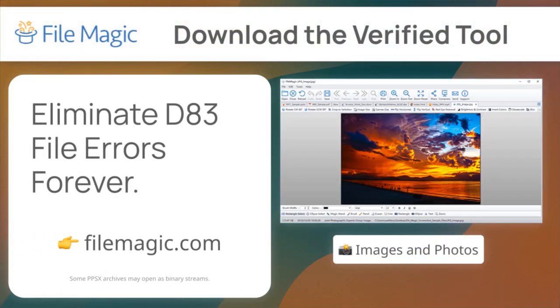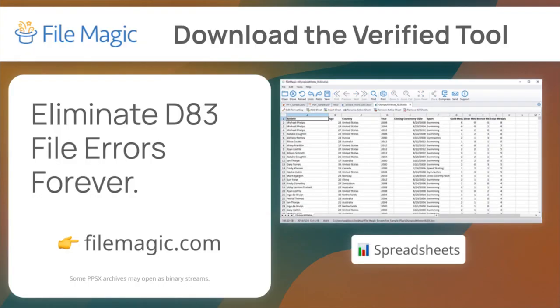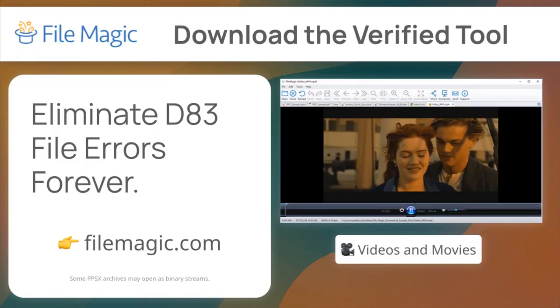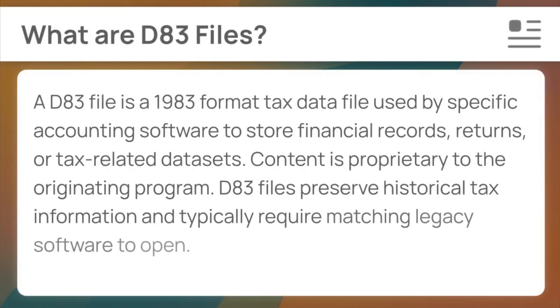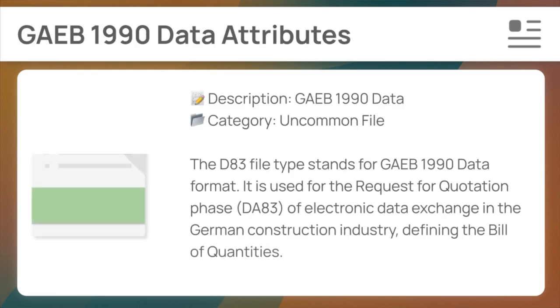This involves the correct application of a single premium D8.3 file inspection utility designed for broad spectrum file support. Any validation software will identify the D8.3 file under the General Uncommon File grouping. The data segments are defined according to GAEB 1990 data. The D83 file type stands for GAEB 1990 data format.